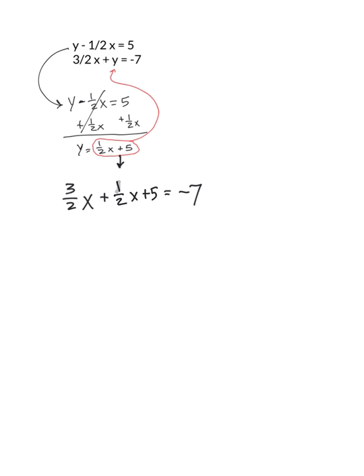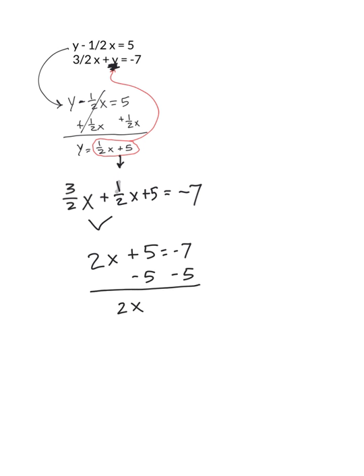Now, I don't need the parentheses because in this case there's no coefficient there, so I don't need to distribute anything. So we're good. Now I'm going to combine like terms. 3/2 plus 1/2 is 4/2. So that's 4/2 x plus 5 equals negative 7. But hang on, 4 divided by 2 is 2. So I'm just going to simplify this right now while I'm at it. 4/2 is 2, so we have 2x plus 5 equals negative 7.